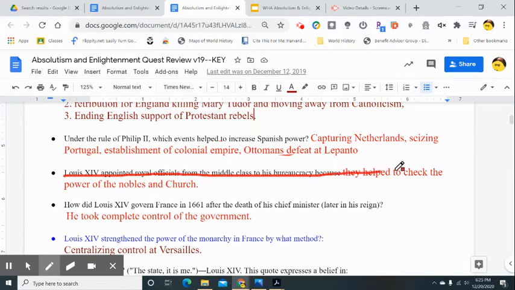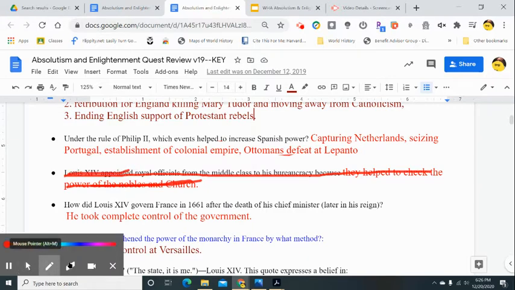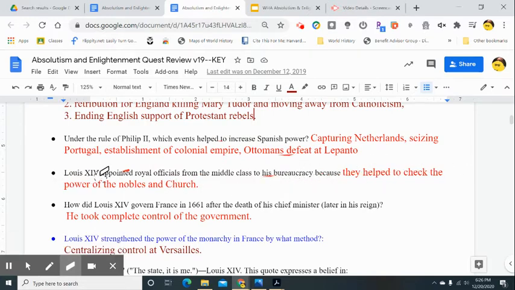Actually, we're going to take this one out too. So you might see that on yours, but we're going to take this one out too, because again, the idea was that he was centralizing control at Versailles, but he did appoint middle class people. I don't think Dimich talked enough about that one, so we'll take that one out as well. But for future years, that may end up on there, so I'm not going to erase it.